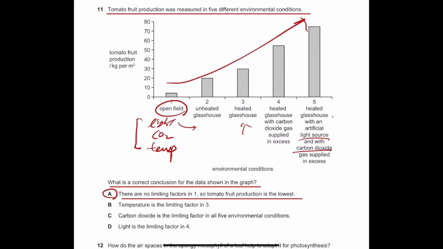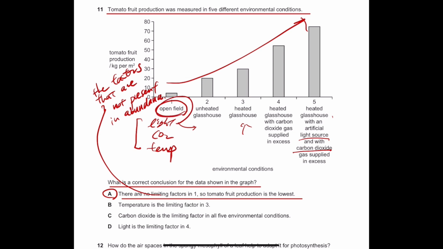And limiting factors, the definition of the limiting factors is that they're the factors that are not present in abundance. Okay? So, can we say that there's no limiting factor in open field? No. It's just that it's not mentioned here. The open field might have light, CO2, or temperature as the limiting factor. It's just not mentioned in this part only.